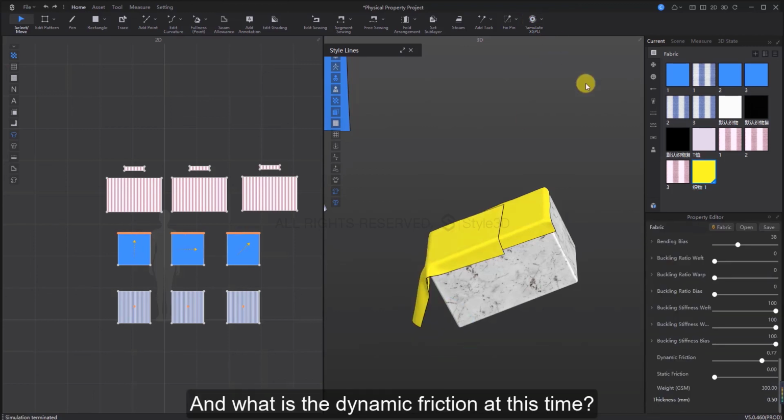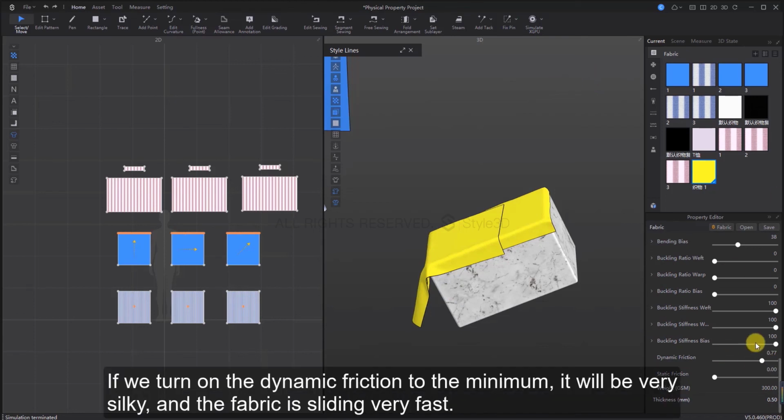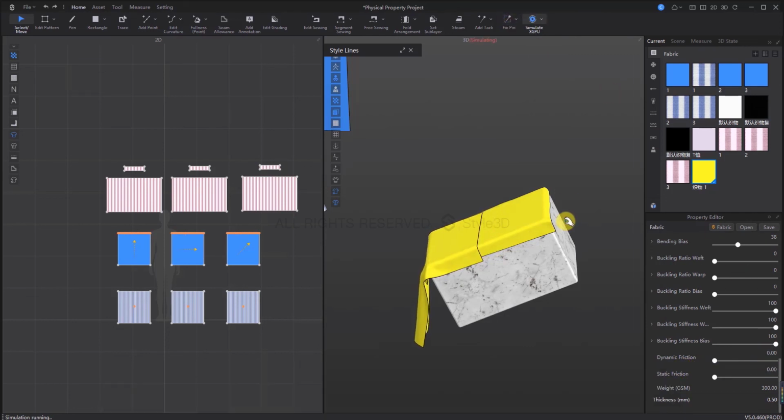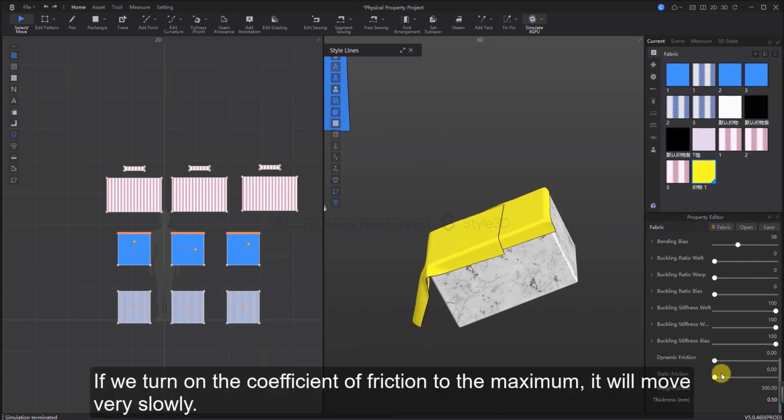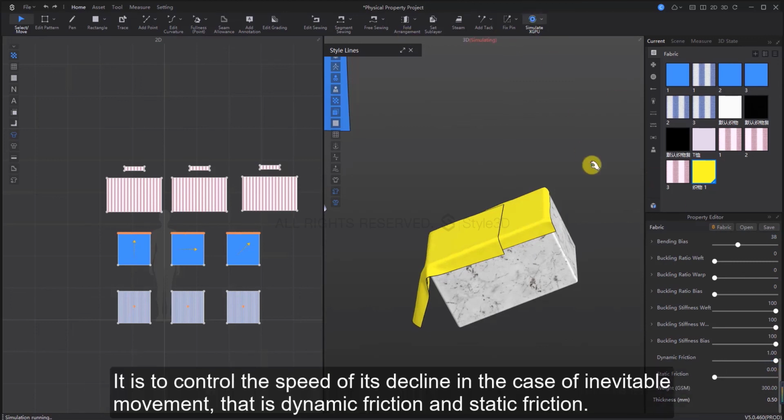And what is the dynamic friction? At this time, if we turn the dynamic friction to the minimum, it will be very silky, and the fabric is sliding very fast. If we turn the coefficient of friction to the maximum, it will move very slowly. It is to control the speed of its decline in the case of inevitable movement. That is dynamic friction and static friction.